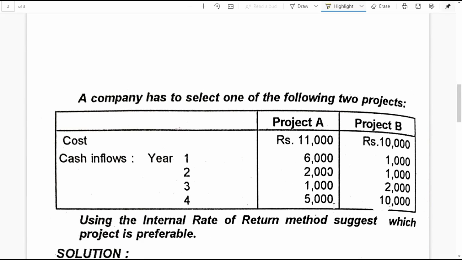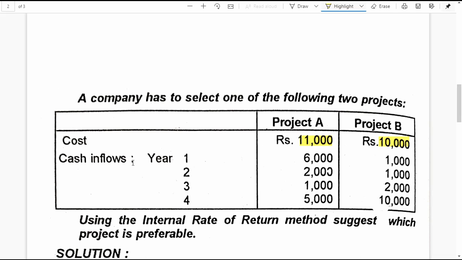Let's get into the problem. A company has to select one of the following two projects. They are known as Project A and Project B. Cost of Project A comes to 11,000 rupees. Cost of Project B is only 10,000 rupees. Now the cash inflows for 4 years of both the projects are presented here in the problem.